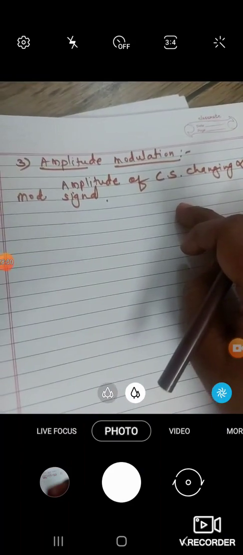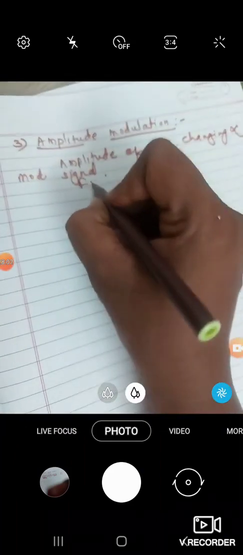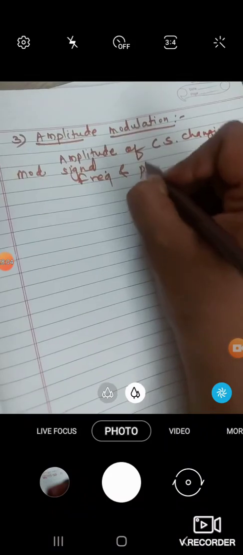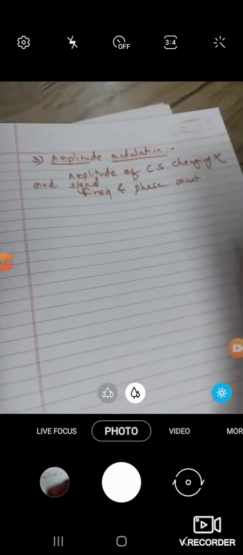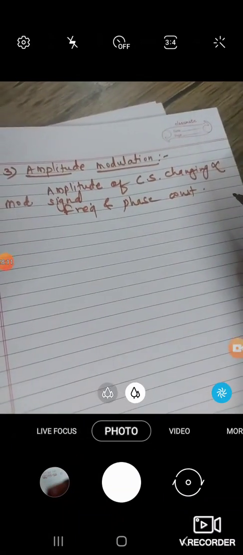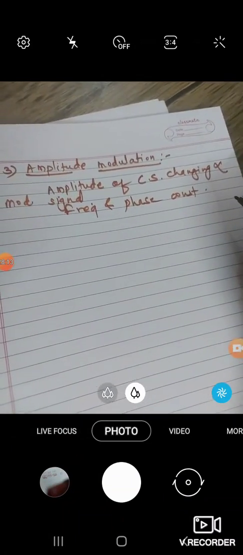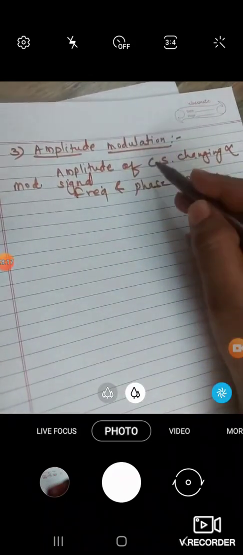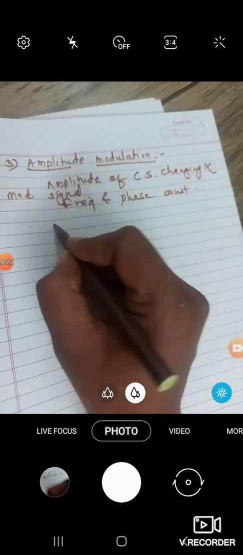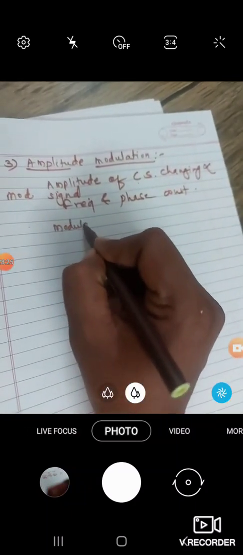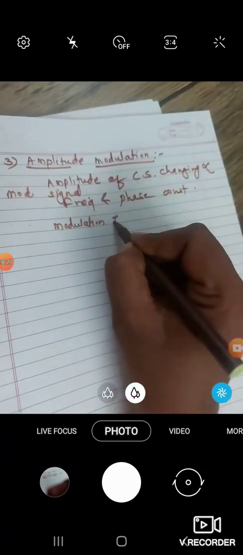So as amplitude is changing, the frequency and phase of the carrier signal remain constant, only there is a change in the amplitude of the carrier signal. So again, in amplitude modulation there is one term called modulation index.